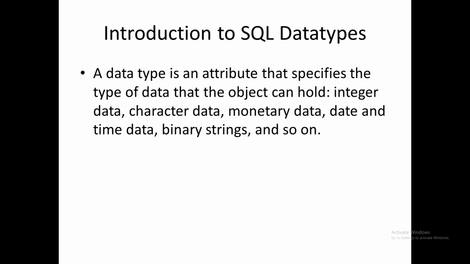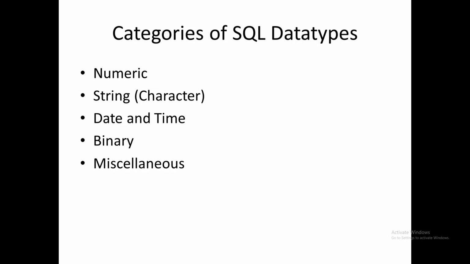Let's start. So first, let's try to understand the definition. Data type is an attribute that specifies the type of data that an object can hold. So basically, data type will tell you what kind of data you are going to store. And this attribute actually stores integer kind of data, character kind of data, monetary kind of data, date and time, binary string, and so on. So based on different kinds of data, we have a categorization for the data types. There are a few categories of data type like numeric, then string, date and time, binary, and miscellaneous.